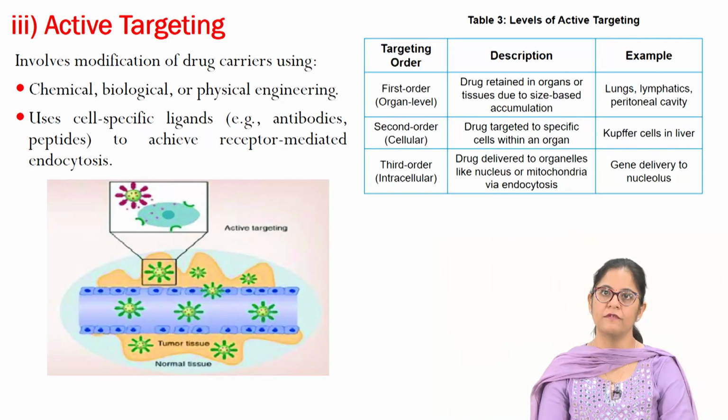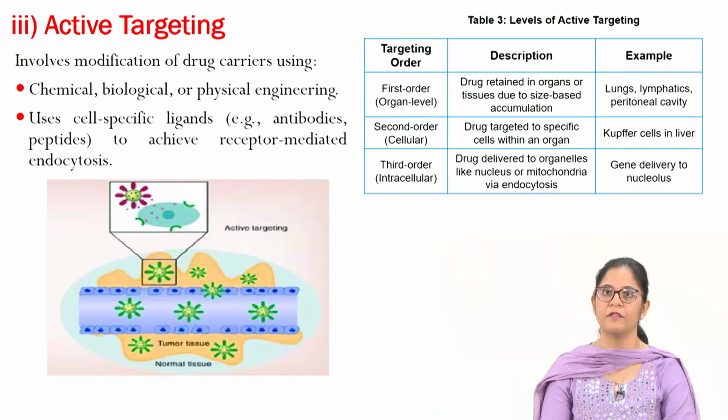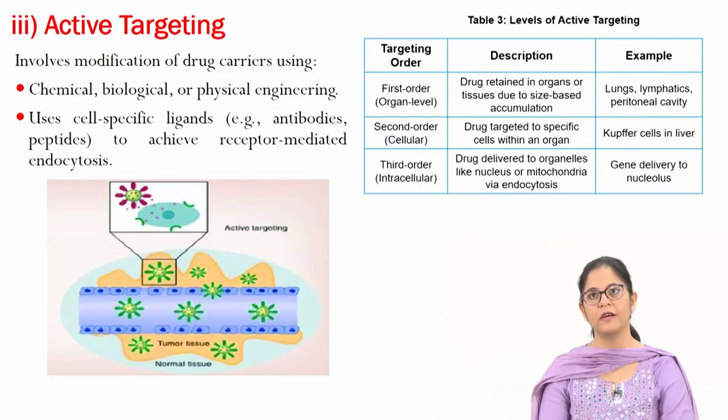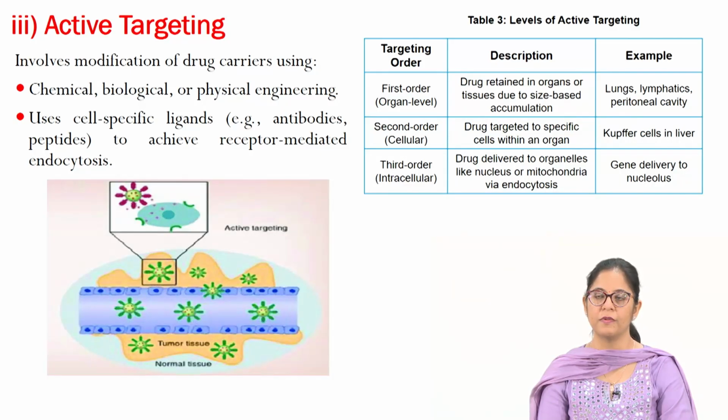Active targeting, this involves modification of drug carriers using chemical, biological or physical engineering. This uses cell-specific ligands, example antibodies or peptides, to achieve the receptor-mediated endocytosis. So, in this there are three orders of targeting, that is first order, second order and third order. In the first order, that is organ level, the drug retained in the organs or tissues due to size-based accumulation, example lungs, lymphatics, peritoneal cavity.